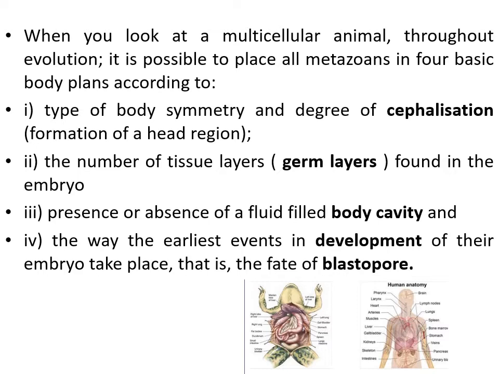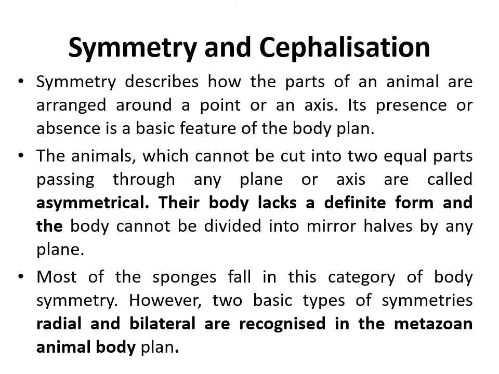So based on complexity, organisms are further divided, based on symmetry and cephalization. Symmetry describes how the parts of animals are arranged around a point or an axis. Its presence or absence is a basic feature of the body plan. The animals which cannot be cut into 2 equal parts through any plane or axis are called asymmetrical. Their body lacks a definite form, and the body cannot be divided into mirror halves by any plane. Most of the sponges fall in this asymmetrical category.